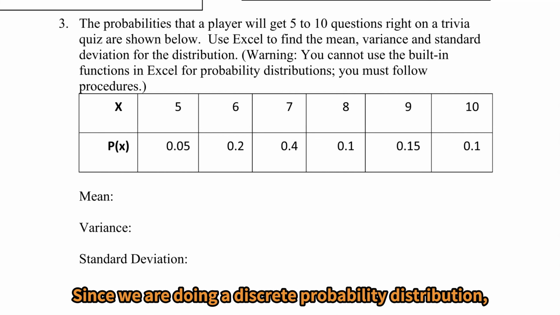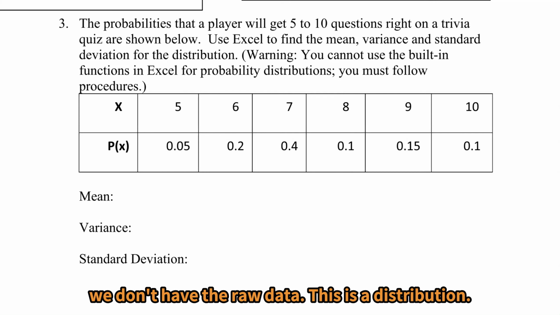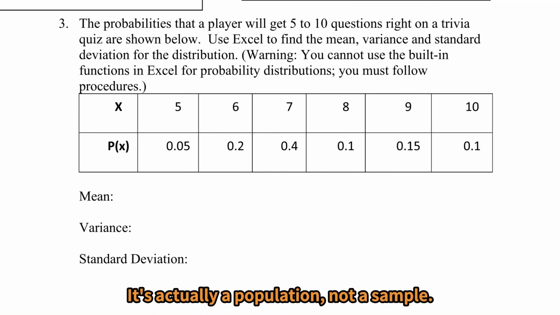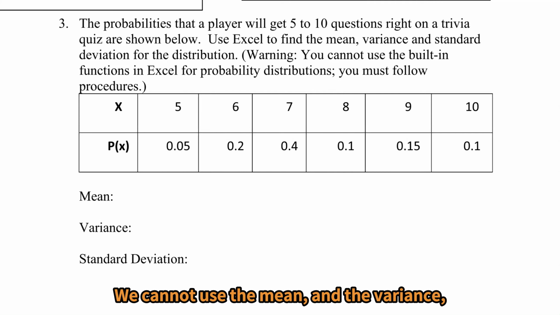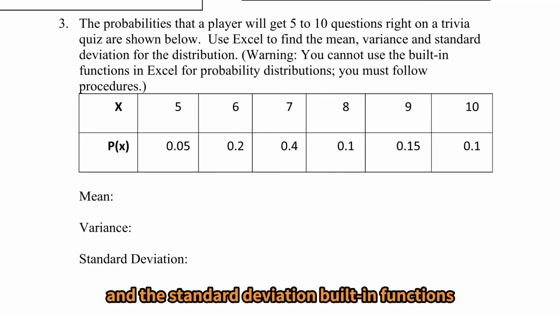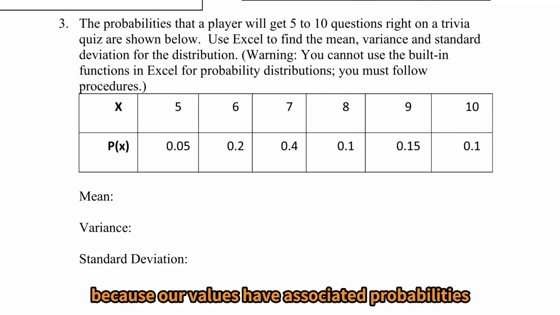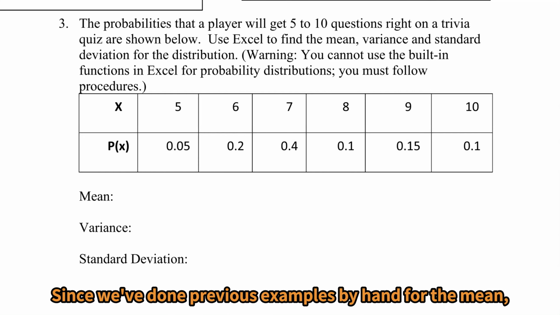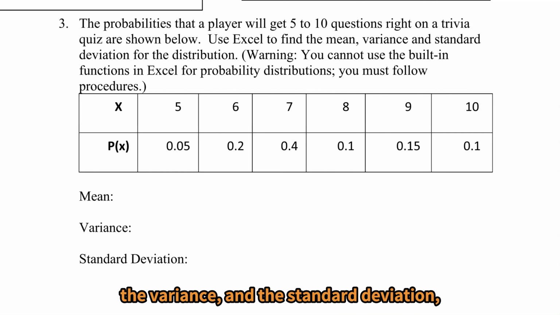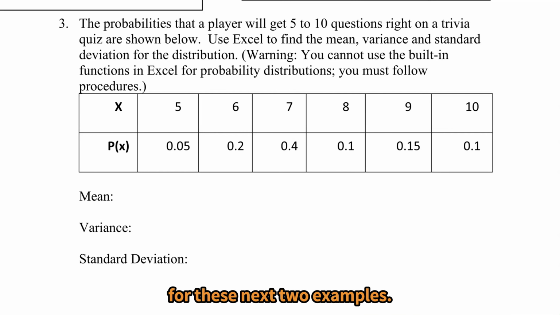Since we are doing a discrete probability distribution, we don't have the raw data. This is a distribution. It's actually a population, not a sample. We cannot use the mean, variance, and standard deviation built-in functions in Excel or Google. We cannot use the same process of adding all the values up and dividing by how many we have to find the mean, because our values have associated probabilities with them. Since we've done previous examples by hand, we're going to use technology for these next two examples.